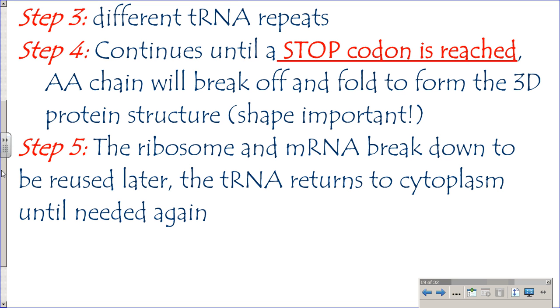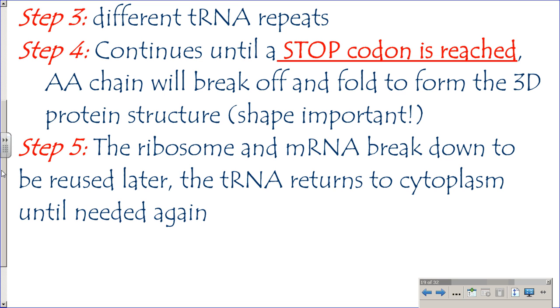When that happens, what was being made at the ribosome? Amino acids were being strung together. One amino acid got dropped off, and then it attached to the next one being dropped off, and then the next. It's a bunch of amino acids linked to each other like little beads. When the process is done, it reaches the stop codon, breaks off from the ribosome, and folds into a very, very specific shape.